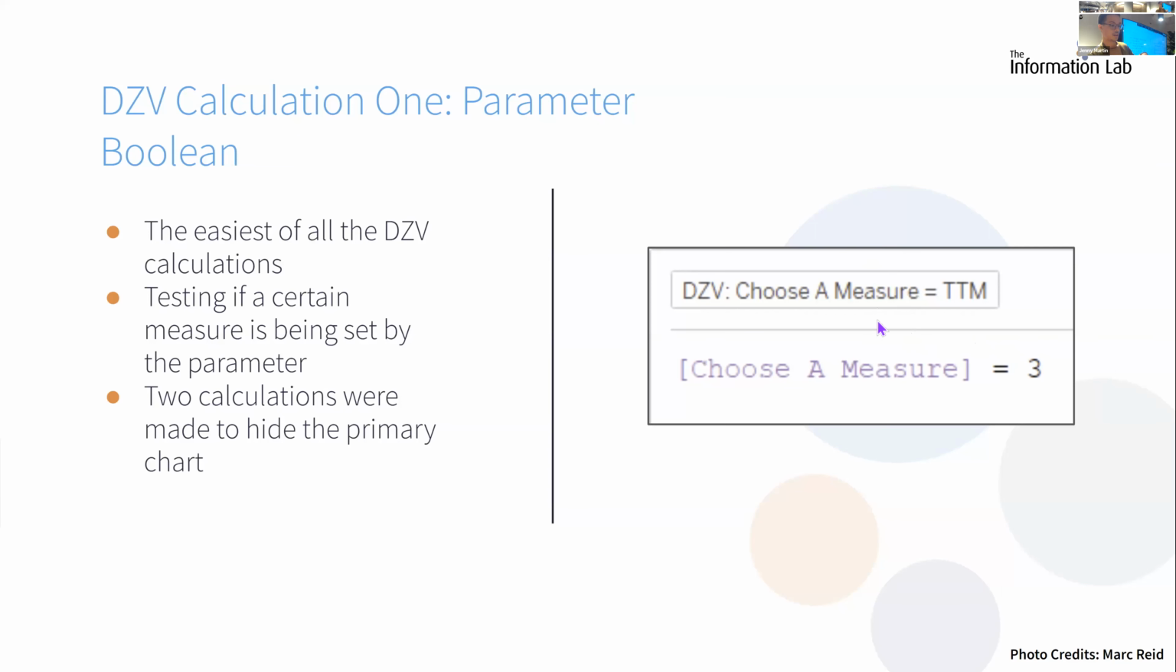And I made 2 calculations. One was choose a measure equals 3. And the other one was choose a measure does not equal 3. That way my TTM sheet that was fixed to the monthly level would appear, and then the other one would disappear when the measure was set to TTM. So that's the easiest way, I think, to get the DZV to work: the parameter Booleans.